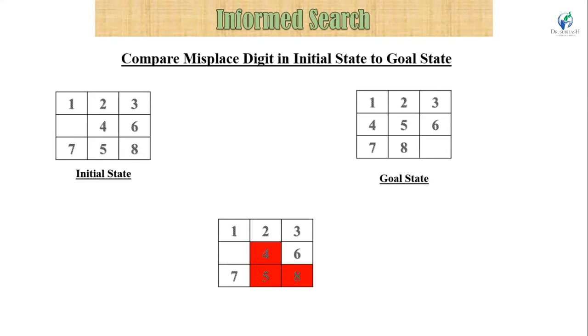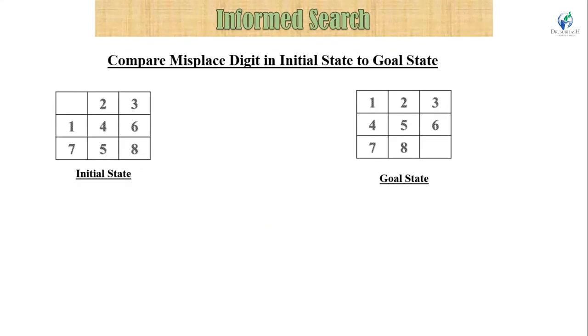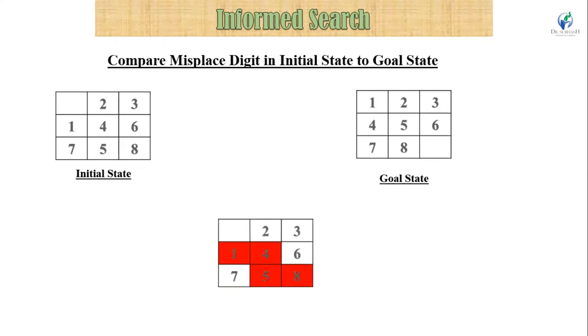We can take another example so it is understood well. In this example, 4 digits are misplaced, and those digits are 1, 4, 5, 8. So its heuristic value is 4. I hope you can find the heuristic value. Now we can start the example of how to solve the 8 puzzle problem with heuristics.